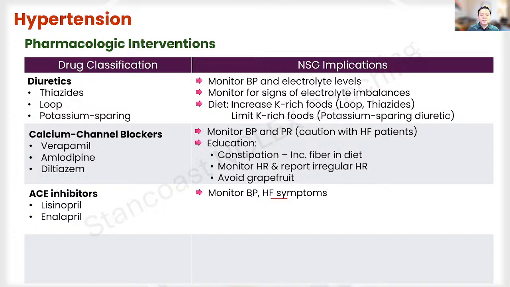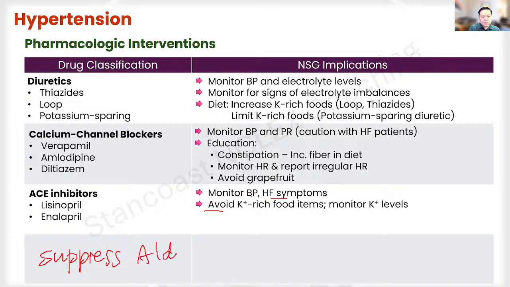We're also going to monitor for any manifestations of heart failure. If they're going to end up with worsening heart failure, that is also going to be monitored. We're going to have to teach the patient to avoid taking in potassium-rich foods, because remember that the ACE inhibitors can what? Suppress aldosterone secretion.